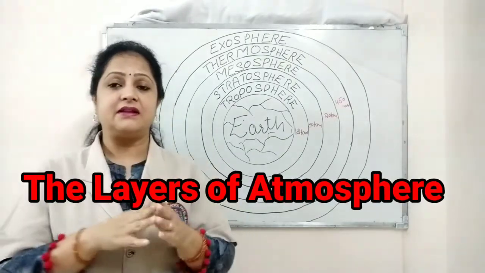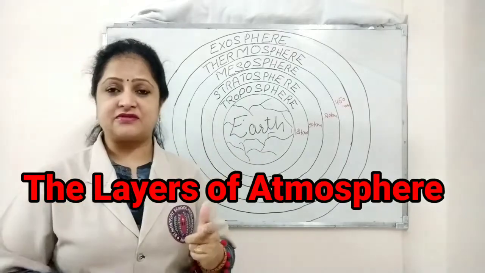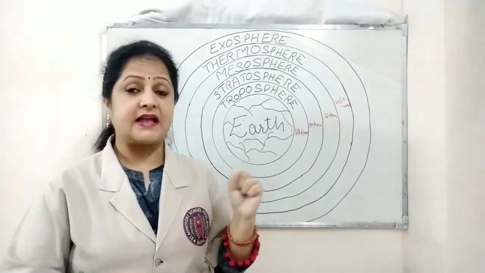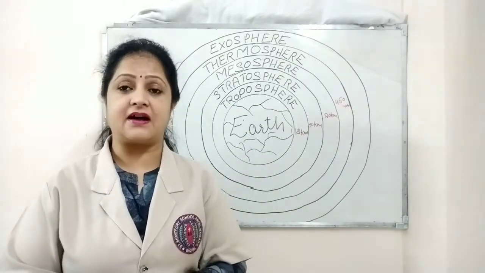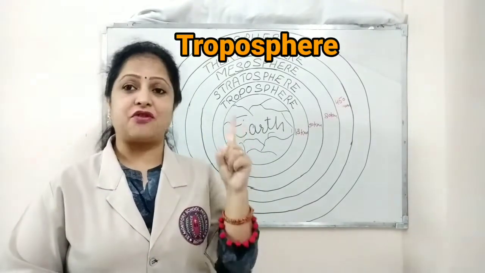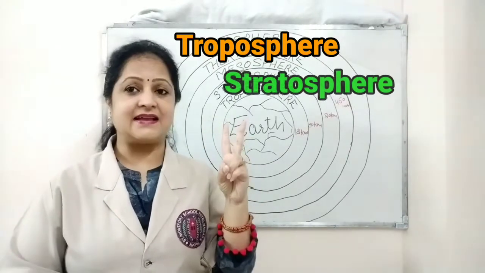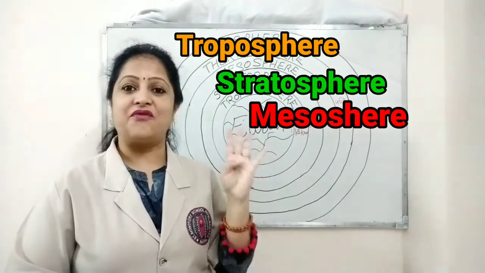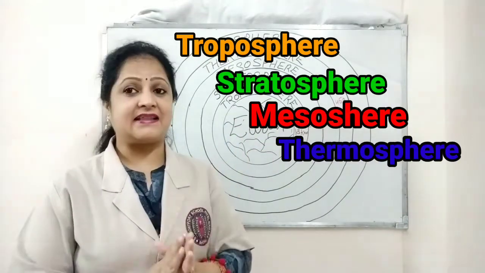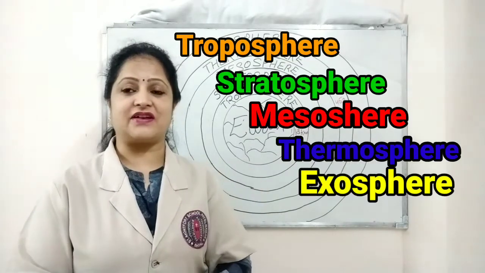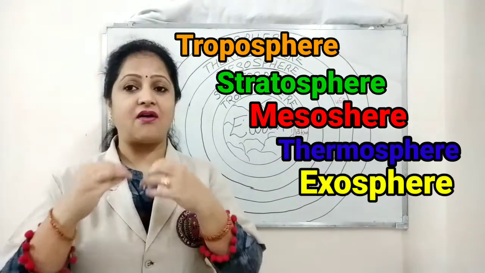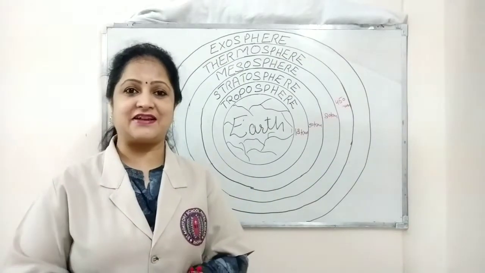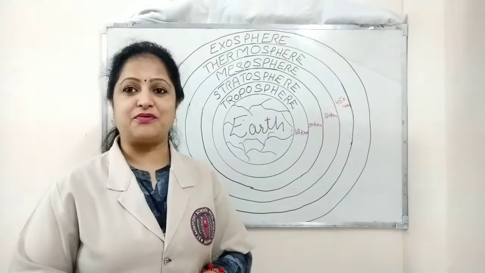So in our earth, in the atmosphere, there are mainly 5 layers of atmosphere. The first layer is troposphere, the second layer is stratosphere, third layer mesosphere, fourth layer is thermosphere, and the last layer is exosphere. We will learn about all these layers one by one. So let's start with the first layer of atmosphere, that is troposphere.